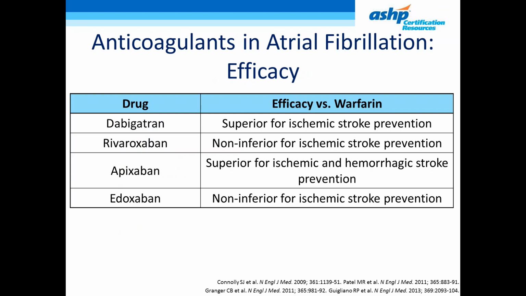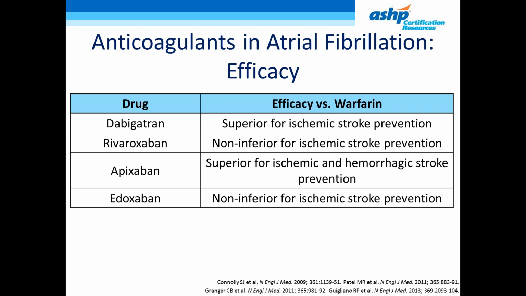If we look at the efficacy of the anticoagulants in atrial fibrillation, we can see that each of the new anticoagulants were compared to warfarin and were essentially found to either be superior, as was the case for dabigatran and apixaban, or non-inferior, as was the case for rivaroxaban and edoxaban for ischemic stroke prevention.